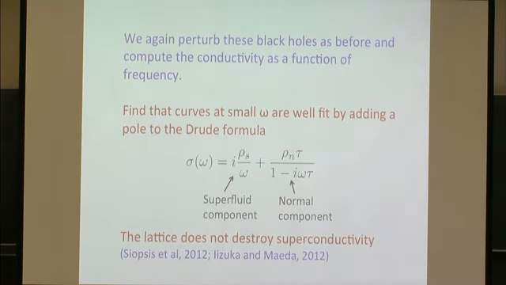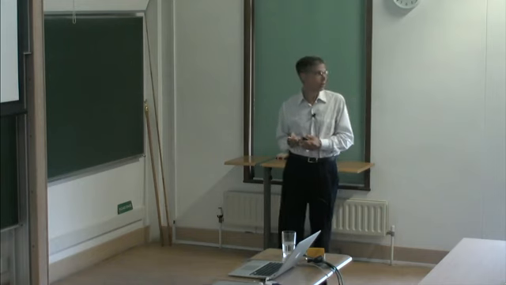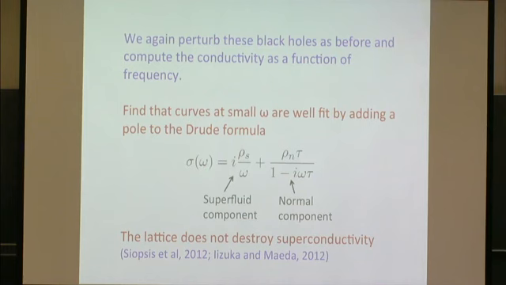We again compute the conductivity as a function of frequency by perturbing these black holes. And you find that at small frequency, the conductivity is well fit by adding a pole in the imaginary part to the standard Drude formula. There's a Kramers-Kronig relation which relates this pole to a delta function at omega equal to 0 in the real part. And that delta function is telling us that we have a superconductor. So you get the infinite conductivity of a superconductor even in the presence of a lattice, as well as a normal component.